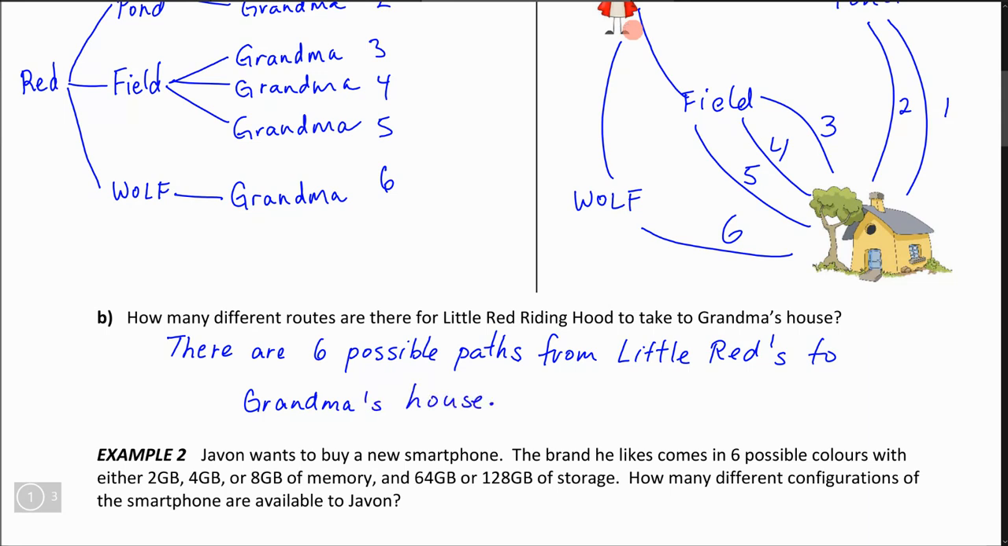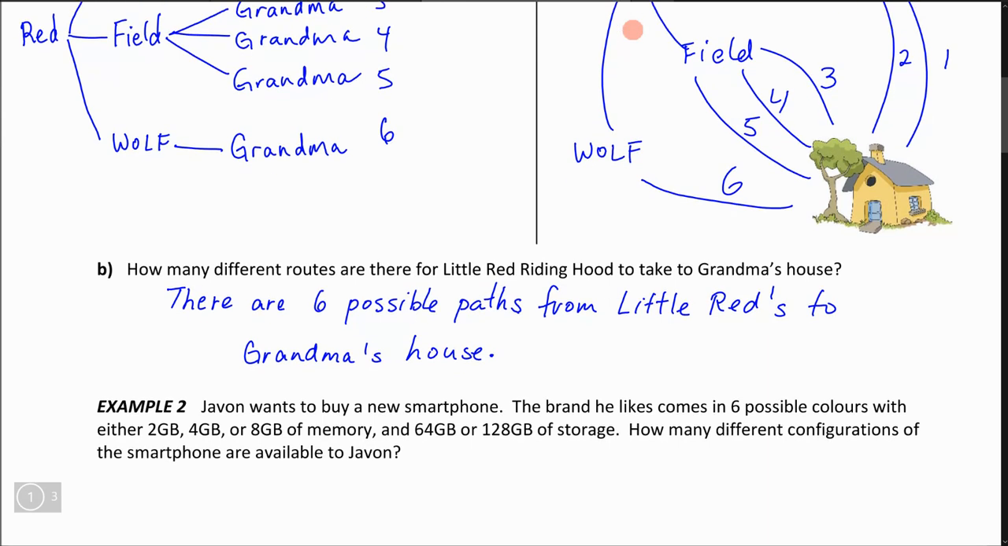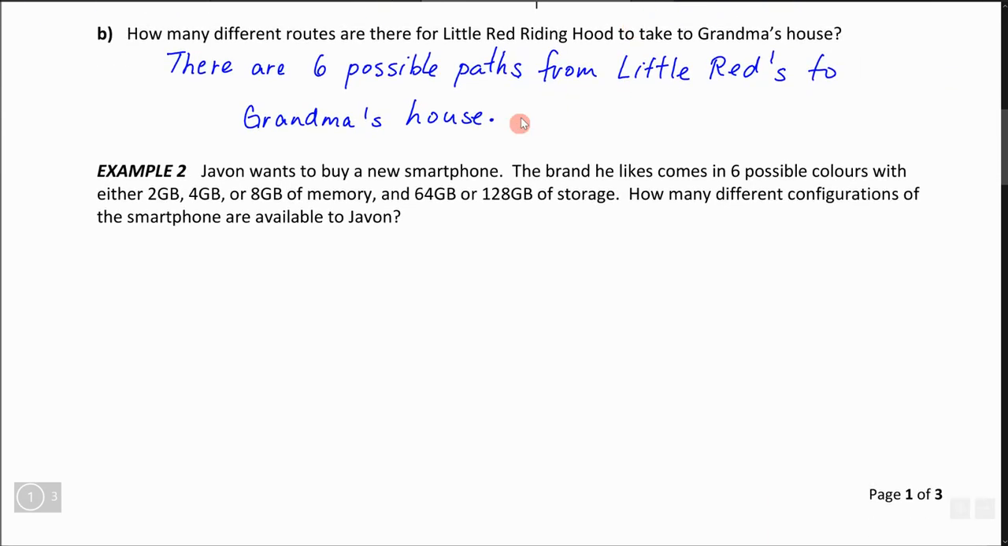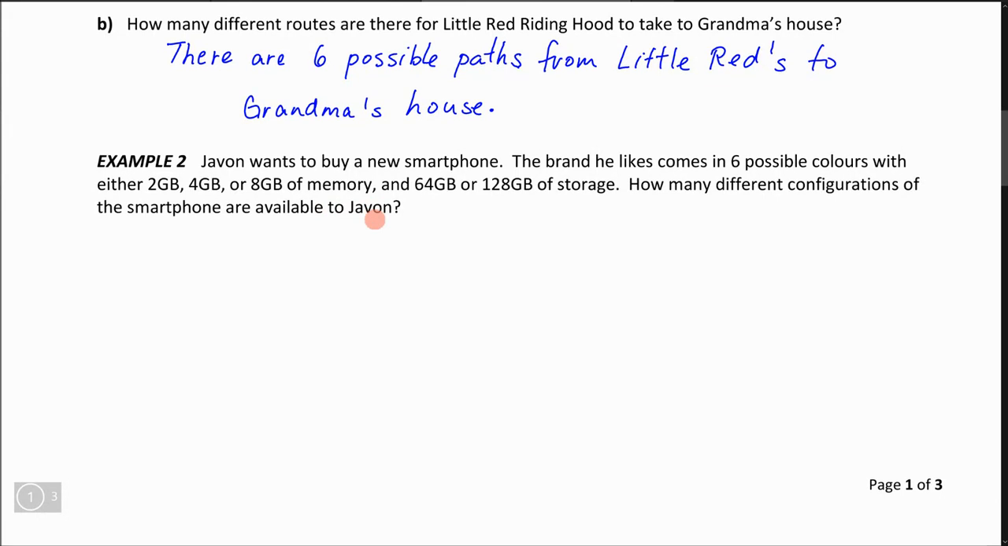Example number 2. Javon wants to buy a new smartphone. The brand he likes comes in 6 possible colors with either 2 gigabytes, 4 gigabytes, or 8 gigabytes of memory, and 64 gigabytes or 128 gigabytes of storage. How many different configurations of the smartphone are available to Javon?